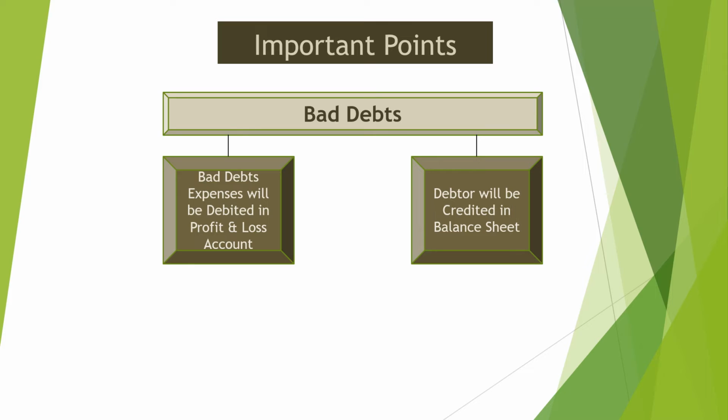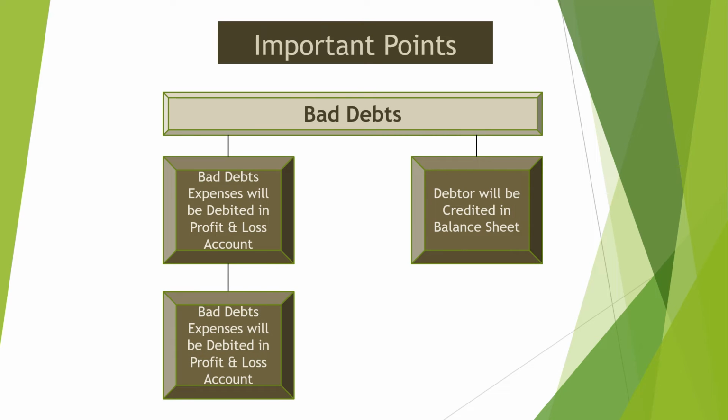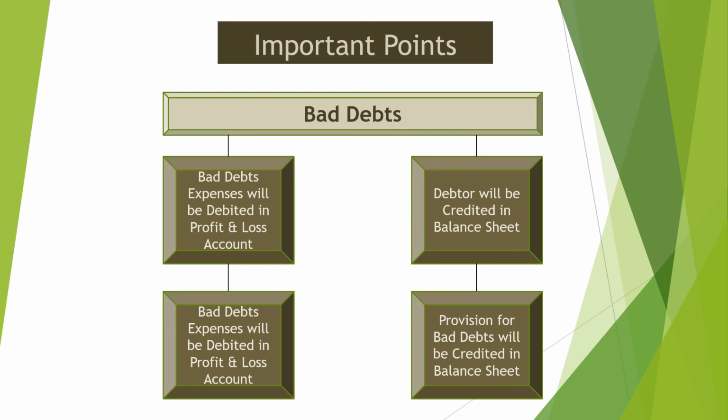There is one more criterion of recording bad debts. The big companies having a huge amount of receivables from debtors charge bad debts provision at a certain percentage every year. If any debtor defaults, the reserve provision is debited, crediting the debtor. The provision entry would be: bad debts expense will be debited in the profit and loss account and provision for bad debts will be credited in the balance sheet.